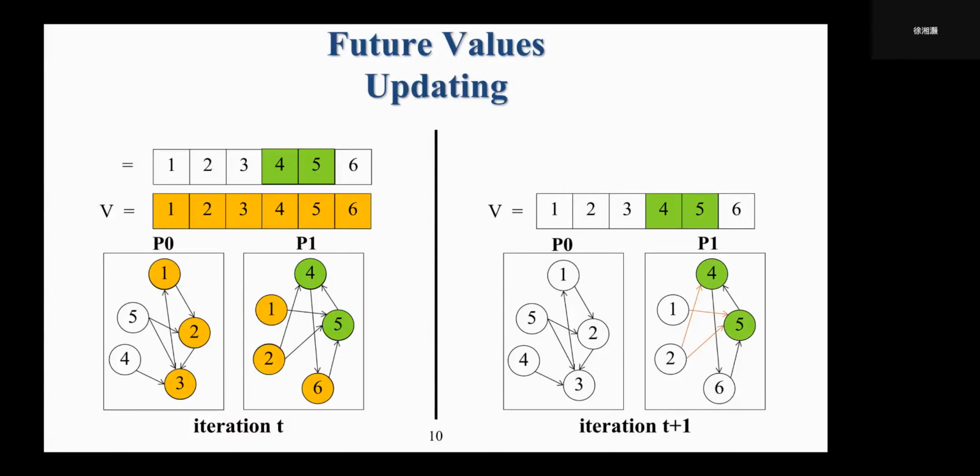In iteration t plus 1, when processing P1, since the updates from vertex 1 and 2 propagated to vertex 4 and 5 have already been done in iteration t, the corresponding edges need not be loaded. As a result, the overall I/O traffic is reduced. This is called the future vertex updating or cross-iteration vertex updating.